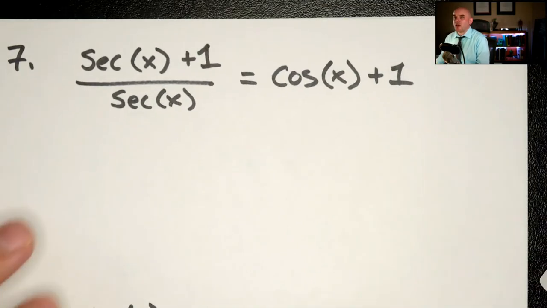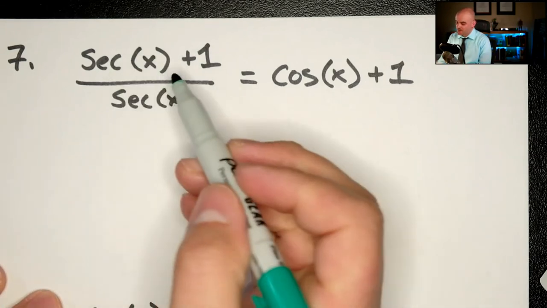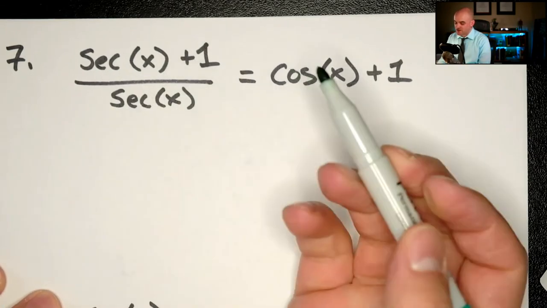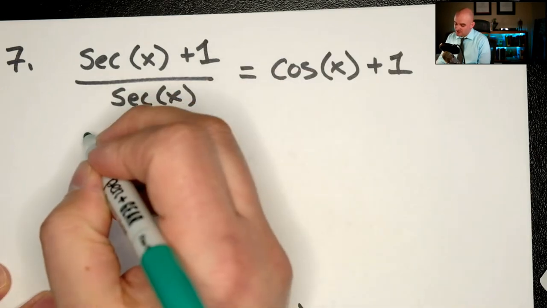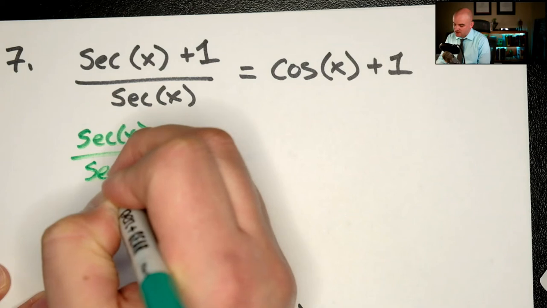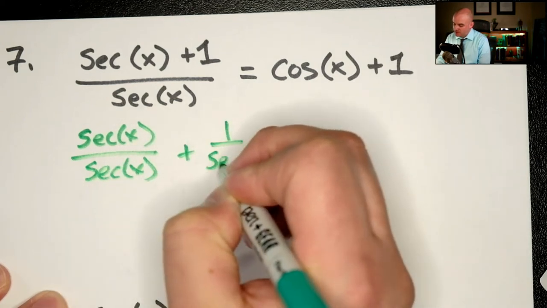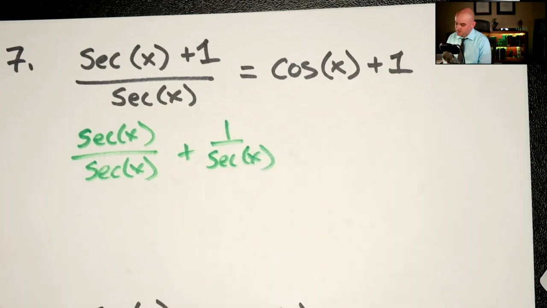Pause the video and give number 7 a try. All right, for number 7, I'm going to say, you know what? I can split this up. This is a fraction over here on the left. I can say this is the same thing as saying secant of x over the secant of x plus 1 over secant of x.